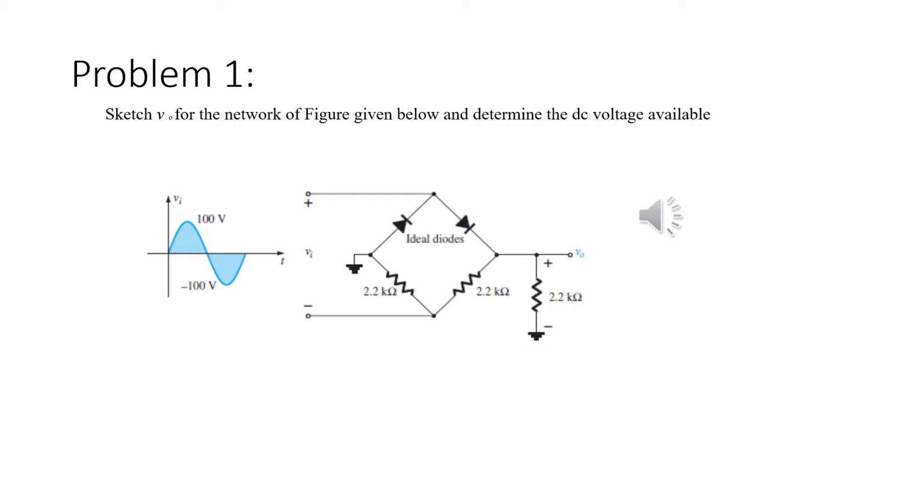We need to sketch the V0 output for the network of the given figure, and we need to determine the DC voltage available. So this is a circuit given to us. We need to determine the output voltage and the DC level of the output voltage. We have been given an input waveform. It's a sinusoidal with peak to peak varying from 100 to minus 100. We have two diodes in the bridge configuration and two resistances, and we have a load of 2.2 kilo ohms.